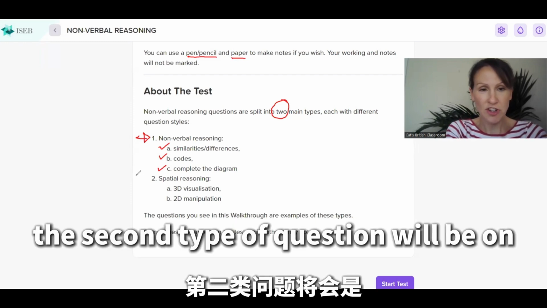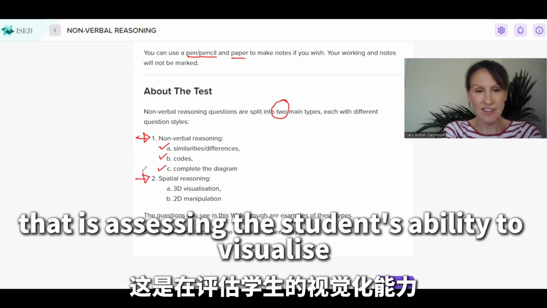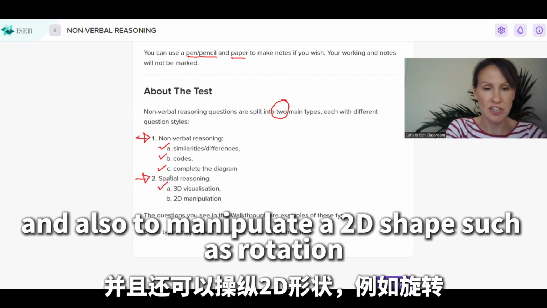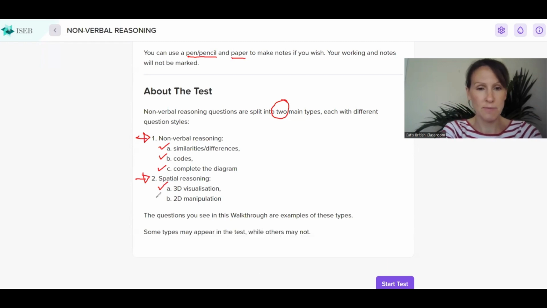The second type of question will be on spatial reasoning. That is assessing the student's ability to visualize a shape in 3D and also to manipulate a 2D shape, such as rotation, flipping, and so on.